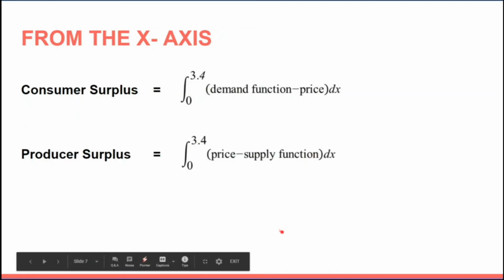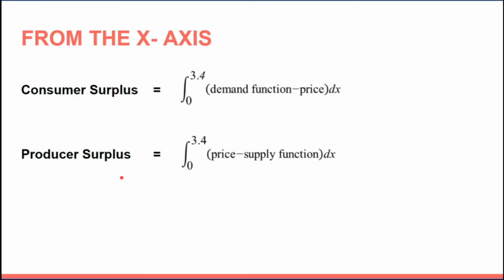Next. Here is the formula to find out the consumer surplus and producer surplus of the product. To find out the consumer surplus, we need to calculate the area of the graph from the demand function to the equilibrium price, while to find out the producer surplus of the product, we need to calculate the area of the graph from the equilibrium price to the supply function.